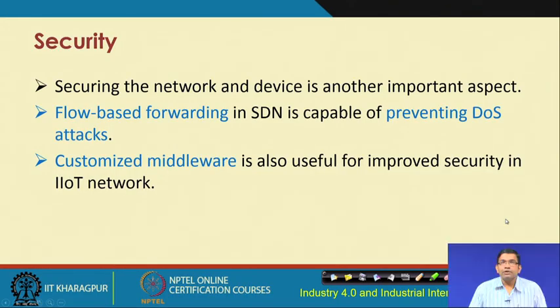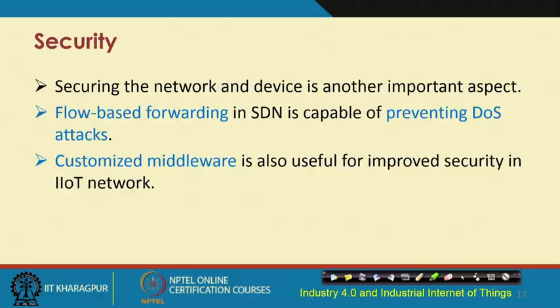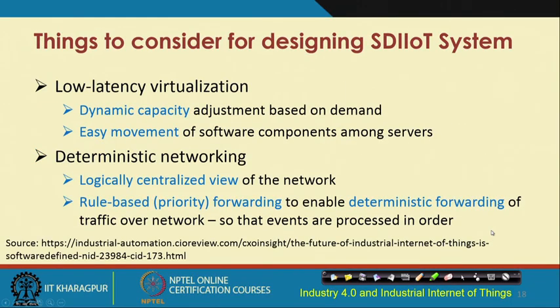You need to have a security layer implemented, either horizontally or vertically across all the different layers of SDN for IIoT. This is very important from the point of view of implementing security. So, there are different requirements which will have to be taken into account to build SDN enabled IIoT systems. For example, low latency virtualization is a very important requirement.